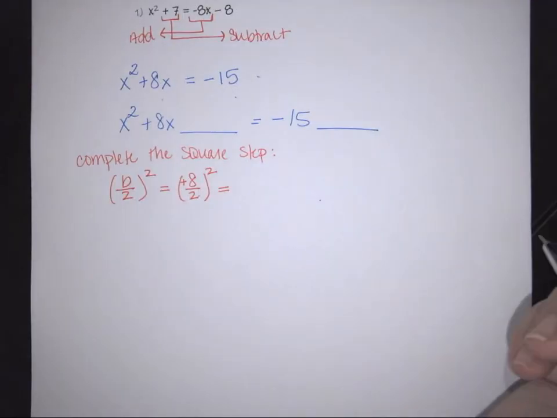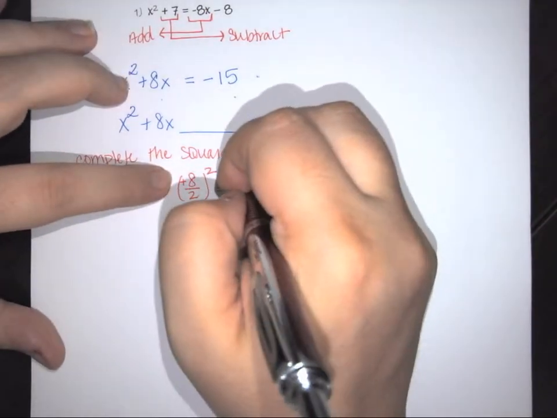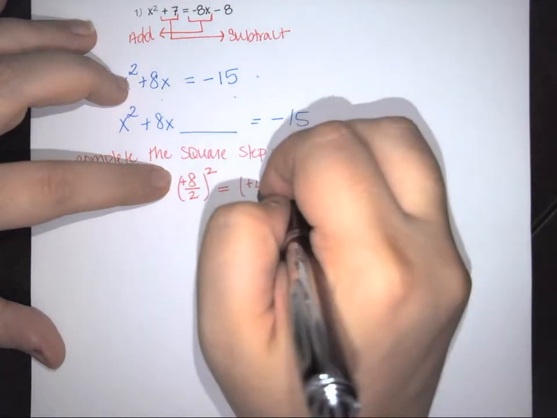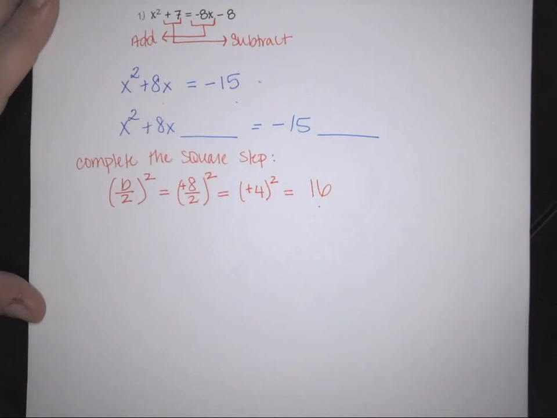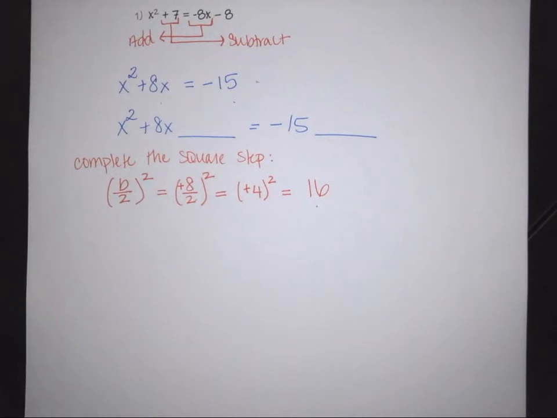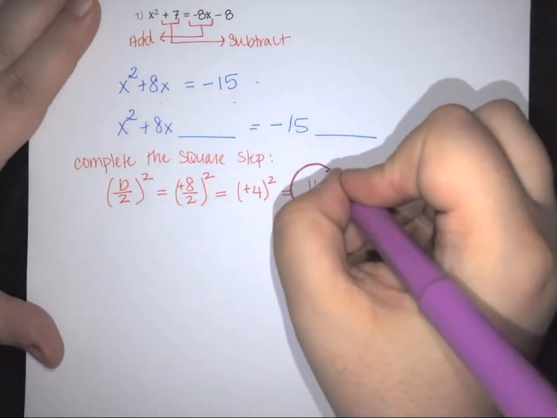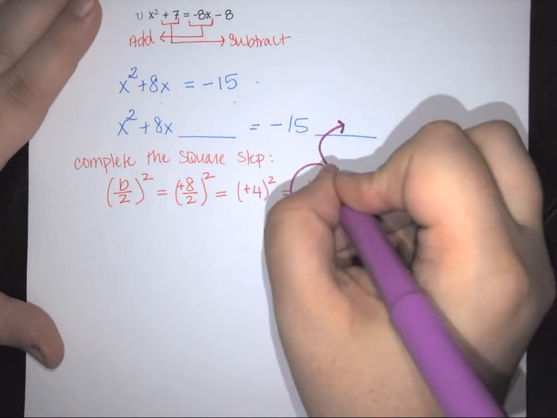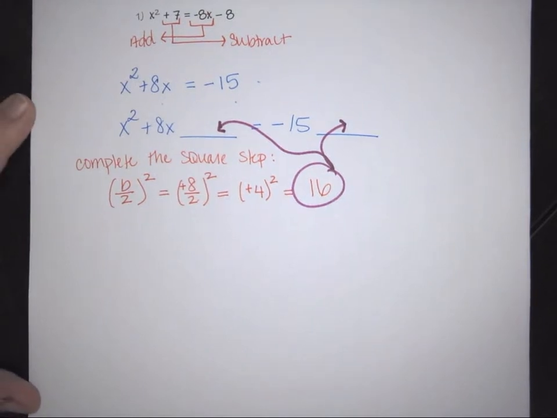Now this is real important. Don't jump ahead. 8 over 2 is going to give me a positive 4, square it, and when I square that I get 16. Now, this is why I said don't jump ahead. I now have everything I need. 16 is going to be the term that goes right here and that goes right here. So that is what you add to both sides.